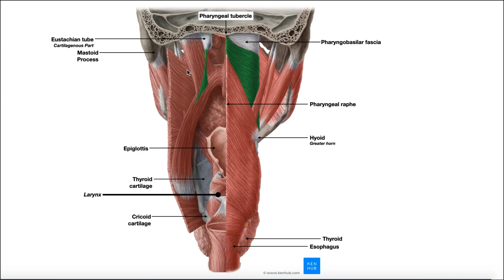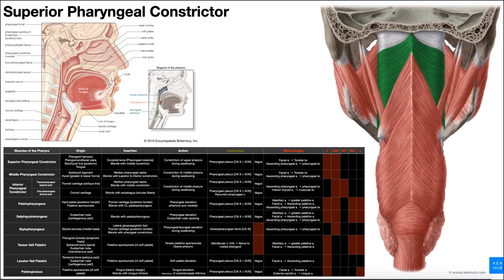And so right here, this would be the superior constrictor. Middle one's right here, and then this is the inferior constrictor. We just basically took them, detached them from the pharyngeal raphe, and peeled them away. And you can see inside, there's a bunch of other muscles here, mostly muscles associated with the soft palate. Those are going to be the ones that we cover in the next video. Here, we're really just going to talk about the pharyngeal constrictors, so let's get to that.